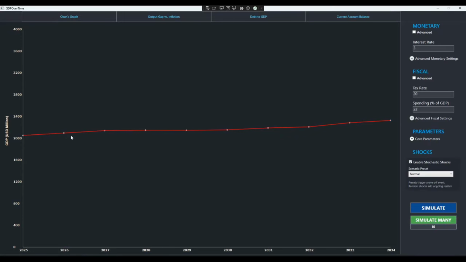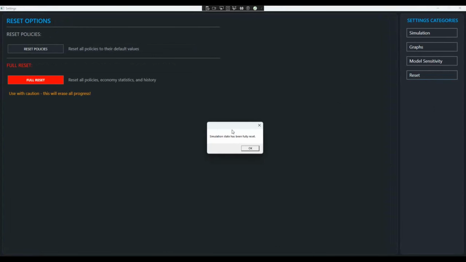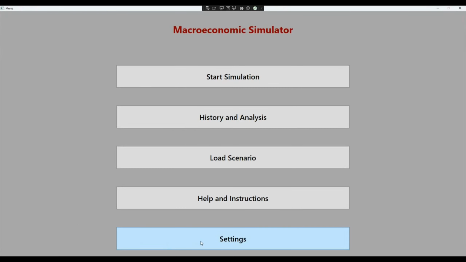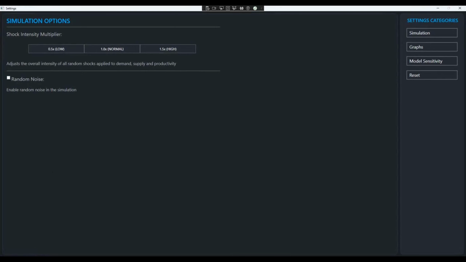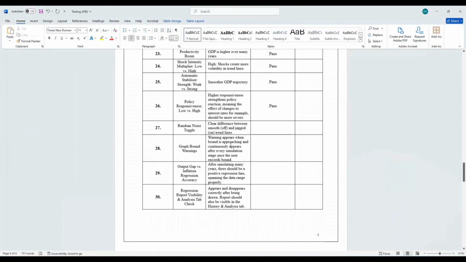You can see there is a trend, however, we still have spikes here and there, still a bit of inconsistencies. Resetting the simulation, and then random noise toggled off. Simulate 10 years, and we should see a straight trajectory. So yeah, straight 2000 upwards trajectory, completely straight. So on that basis, we can mark this test as a pass.